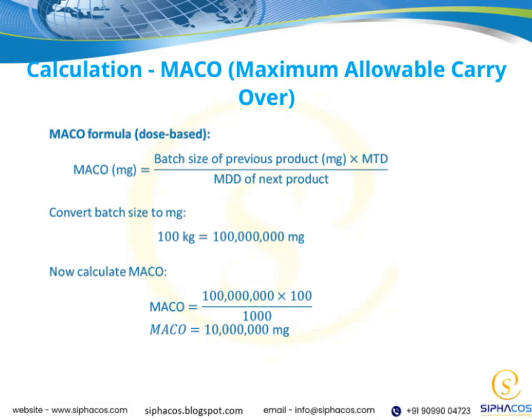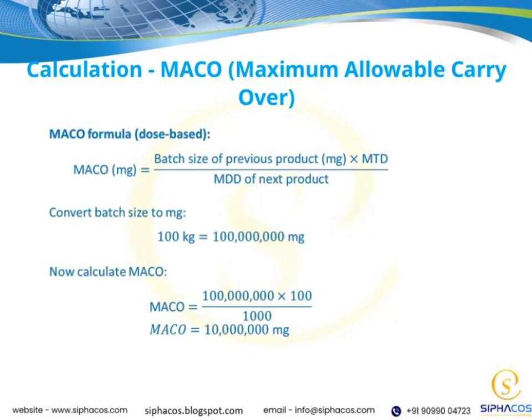Let's take a closer look at the concept of MACO, which stands for Maximum Allowable Carryover. This is a crucial calculation in our overall framework because it helps us determine the highest amount of certain substances or residues that can be safely carried over from one process or batch to the next. Understanding MACO is important because it directly impacts compliance with safety standards and ensures that we maintain product quality.